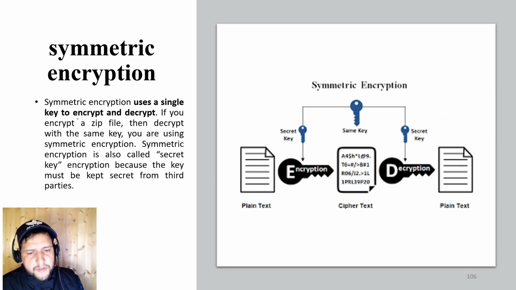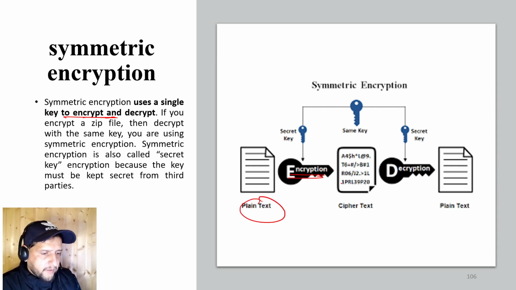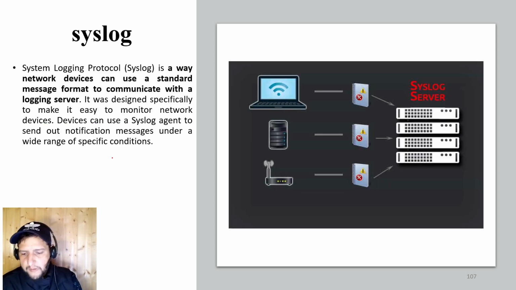Symmetric encryption uses the same key to encrypt and decrypt. You take plain text, apply a key, and get ciphertext. You need to share this key with the other person so they can decrypt the message. If you encrypt a zip file and then decrypt it with the same key, you are using symmetric encryption. Symmetric is also called secret key because the key must be kept secret from third parties.